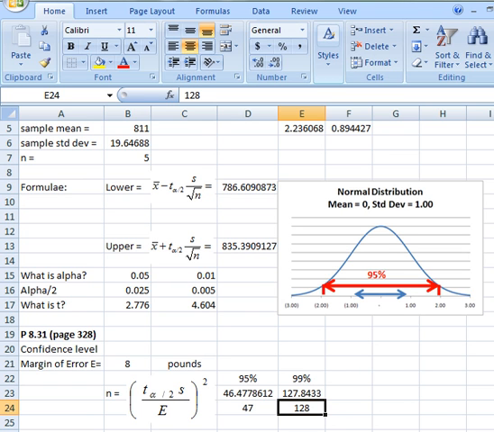Well, of course, any boss worth his or her salt will answer that question by saying, how much does a sample cost me? And if you say, well, each sample is going to be $100,000, the boss will say, wait a minute, you're going to tell me that it's going to cost me $12.8 million to be 99% confident? Oh, no way. I can get by with 4.7 million. I think that's the way I'll go.